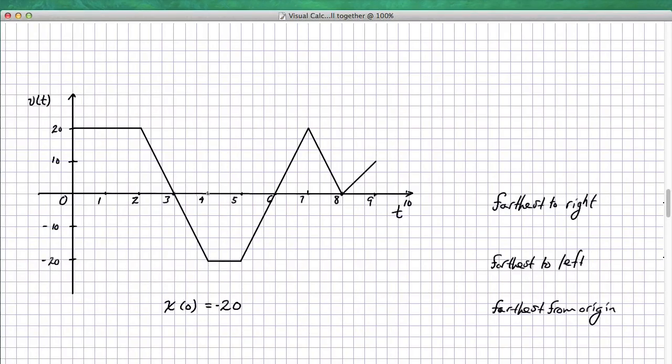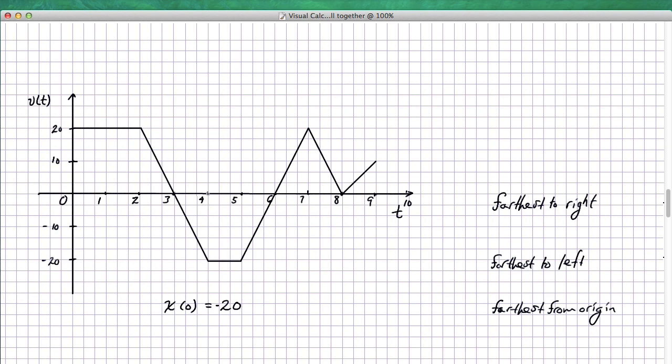Okay, welcome to our final lesson in visual calculus. We're going to start by completing the example that we talked about at the end of the last lesson. We're going to find farthest to the right, farthest to the left, and farthest from origin. So I've included the same diagram that we had at the end of the last lesson, plus the initial condition, x of 0 equals negative 20.